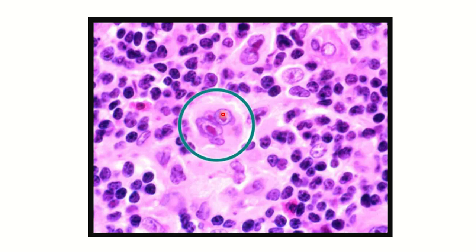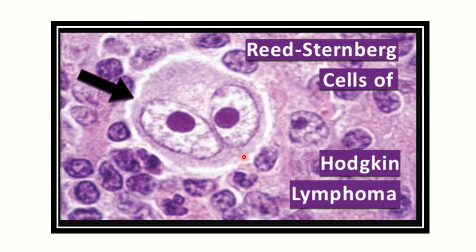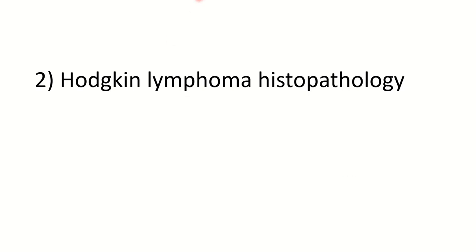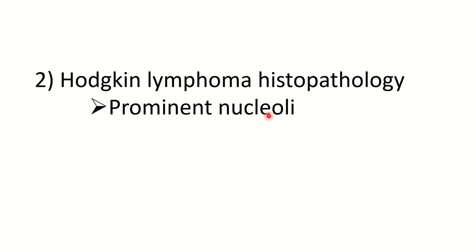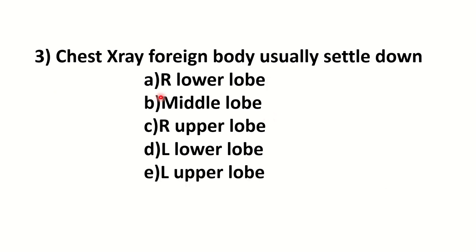Here we can see another view, and here we can see the prominent nuclei. In another picture, these two nuclei are different from the others, and they are known as Reed-Sternberg cells, which are the histological feature of Hodgkin lymphoma. So the histological feature of Hodgkin lymphoma is the prominent nuclei or Reed-Sternberg cells.